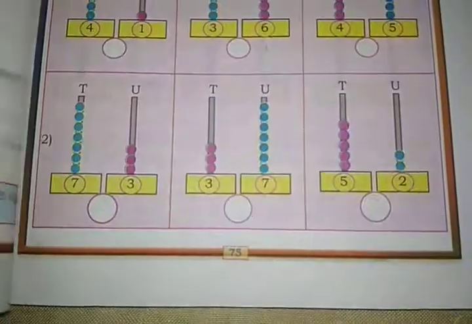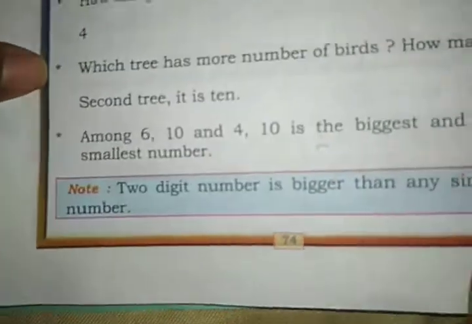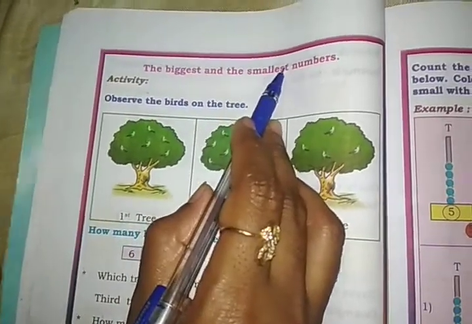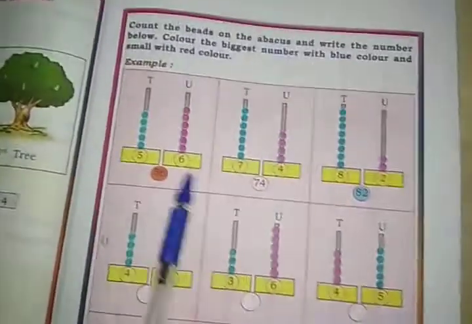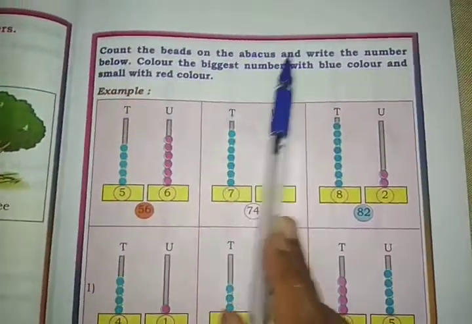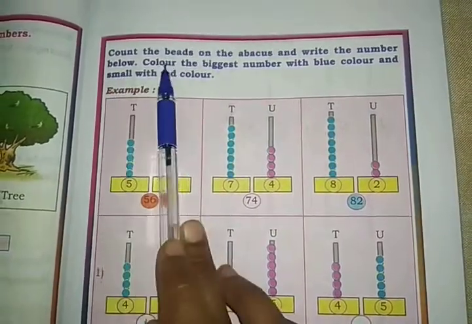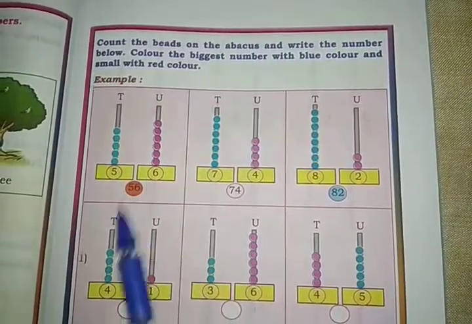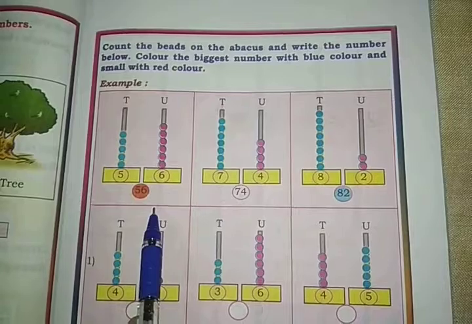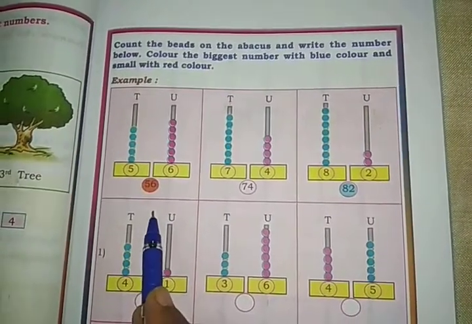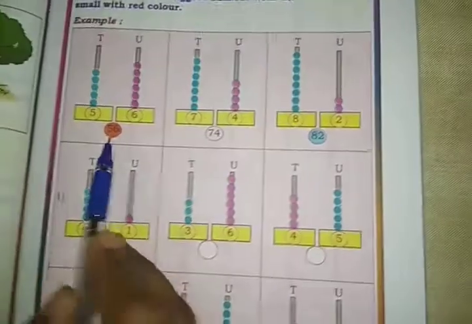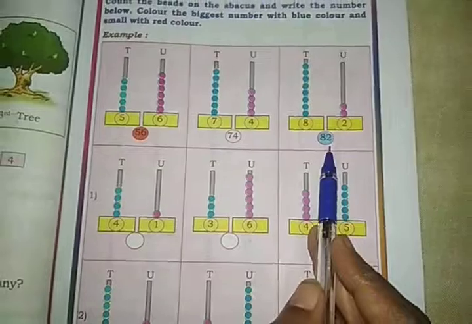We go for page number 74. 74 is the biggest and the smallest number. Same, bigger number and smaller number. Here you go. Count the beads on the abacus and write the number below. Color the biggest number with blue color and smaller with red color. See, bigger number with the blue color and smaller number with the red color. Better you use the crayons, children. Take red color crayon and blue color crayon with you.